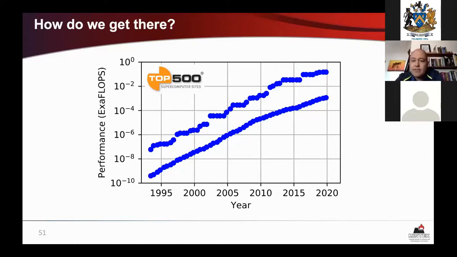The top line there is a plot of the fastest supercomputer on the planet as measured by the LINPACK HPC benchmark since the early 90s. And the bottom line is the slowest computer on the top 500 list. So just to show the range. The y-axis is logarithmic, by the way, so that's why those look like straight lines. They're actually exponential growth lines.